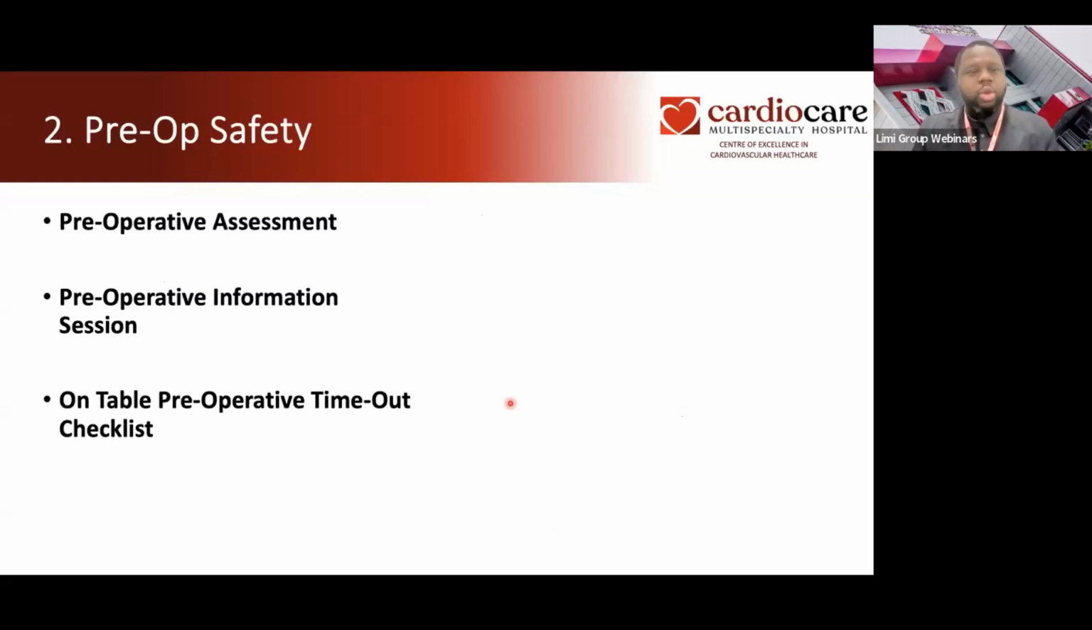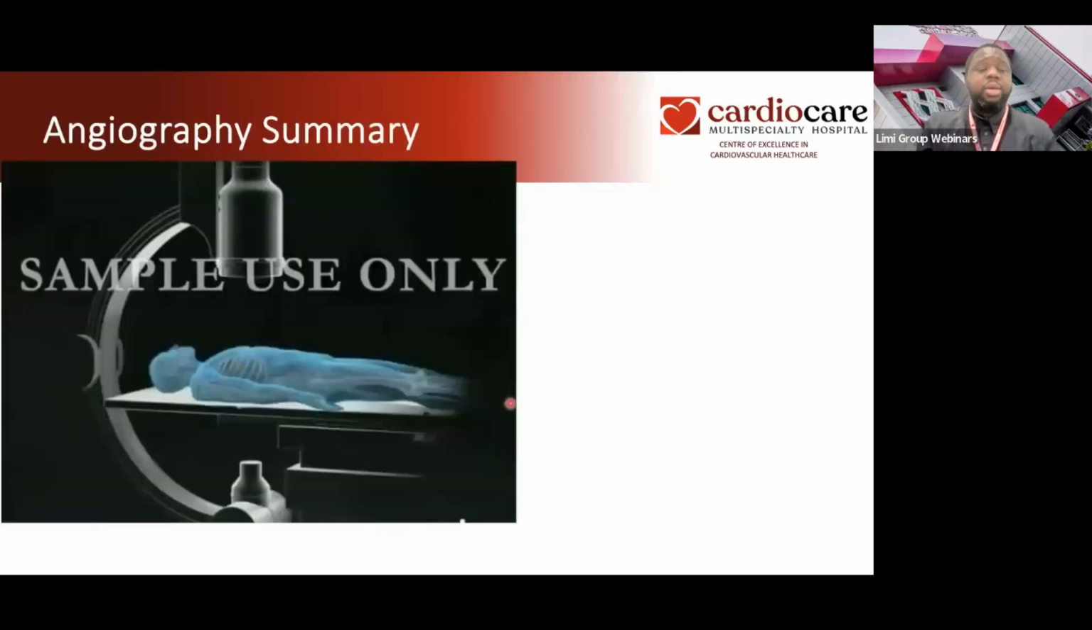timeout on table. You could have the wrong patient. So occasionally we have as many as 9 patients to do in a day of different procedures. And if you don't do this on table timeout, you could mix up a patient. You could have the wrong patient in for the wrong procedure. So this timeout is critical, and I dare say it is a key medical legal issue when it comes to procedures generally, and particularly in the cath lab. So a pre-operative on-table checklist must be done. You should have a pre-operative information session with the patient and the family.